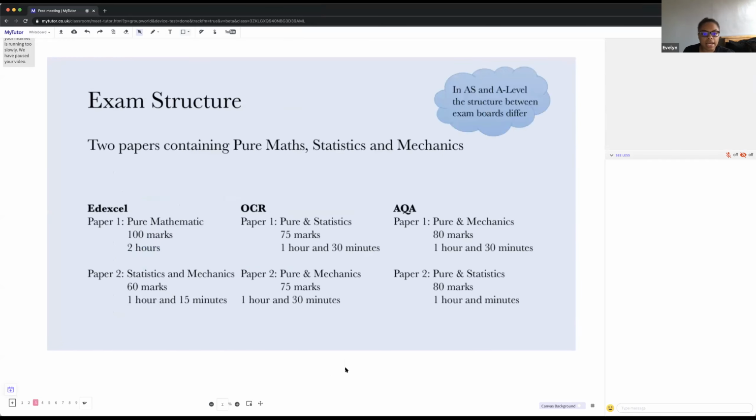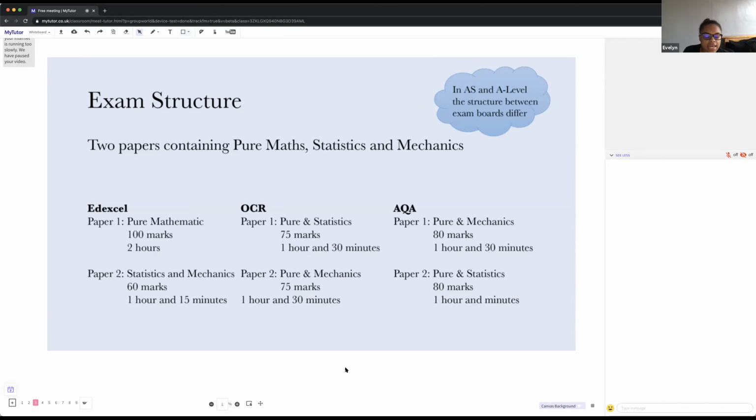So just an overview of the exam structure. No matter which exam board you're studying for, you will be taking 2 papers containing pure maths topics, statistics topics, and mechanics. In AS and A-level, the structure between the exam boards differs. With GCSE, you might have noticed that the content and the exam structure were very, very similar. AS and A-level, it changes a little bit. So I've just highlighted the main differences at the bottom.